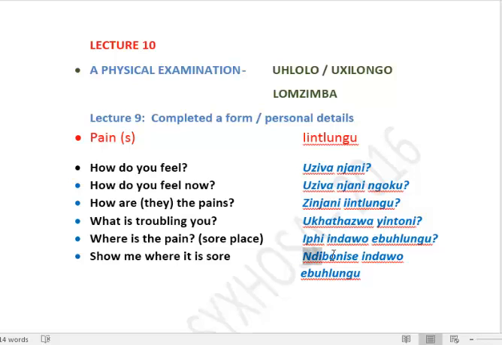Ndibonise, show me. Indawo, the place. Ebuhlungu, that is sore. So here we have a few new verbs. Va, which literally means to hear, but can also refer to experiencing via the senses. So how do you feel? Njani, how? Inhlungu, pains. Khathazwa, be troubled. Iphi, where is it? And ndibonise, from bonisa, to show. Indawo ebuhlungu, the sore place.